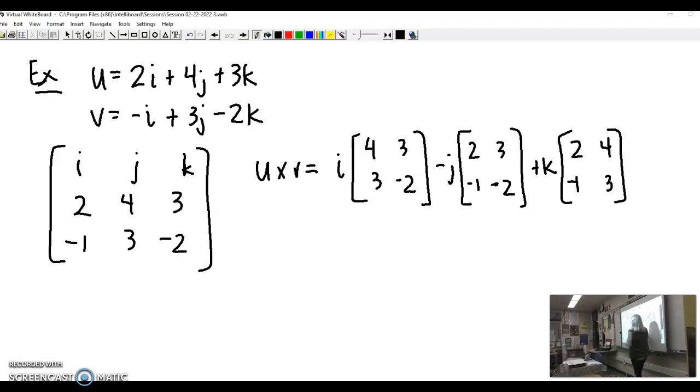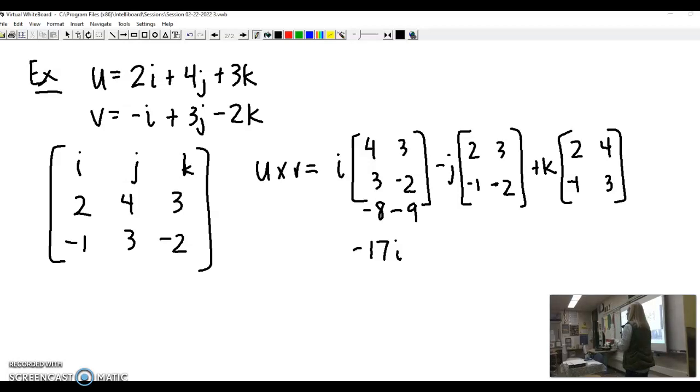We have the left diagonal, which is 4 times negative 2. What's 4 times negative 2? Negative 8. Minus the right diagonal. What's 3 times 3? 9. So what's negative 8 minus 9? Negative 17. So for our i portion of the vector, it's negative 17i.